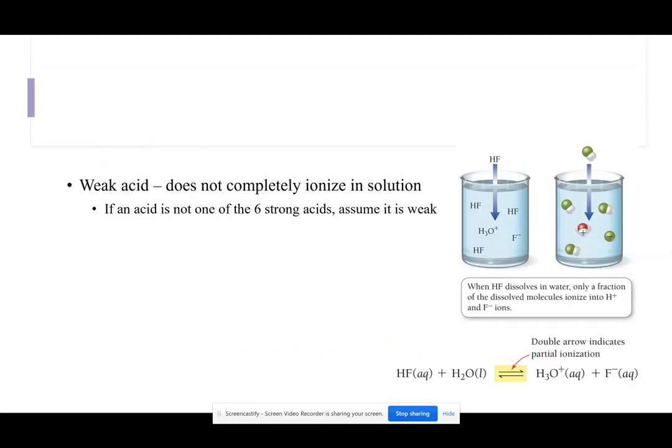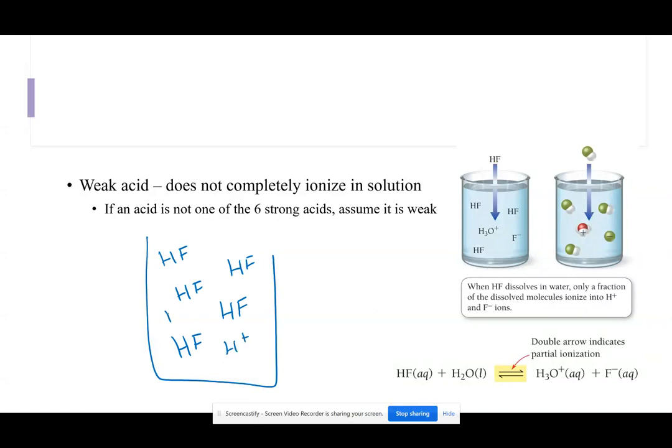A weak acid is one that does not completely ionize in solution. So again, if an acid is not one of the 6 strong acids, you're going to assume it is weak. So if I had a beaker of HF, hydrofluoric acid, which is a weak acid, most of those are still together as HF molecules. You might have a very small percentage of hydrogen ions and a very small percentage of fluoride ions, but most of them are together as HF molecules.